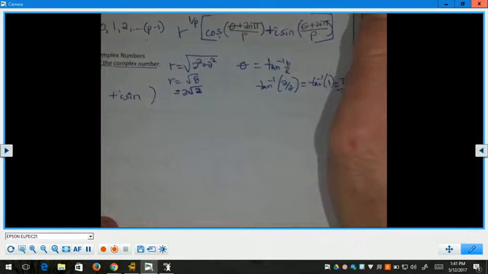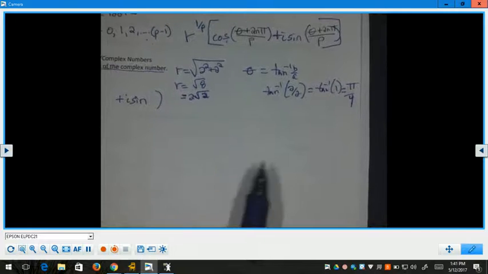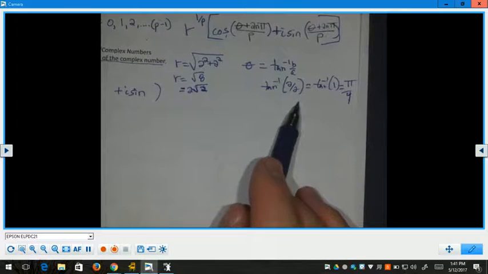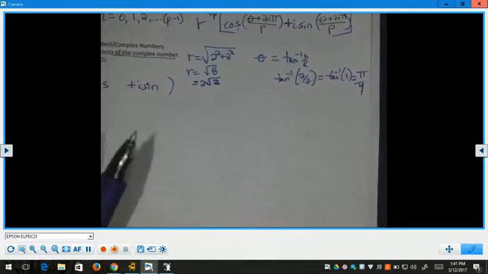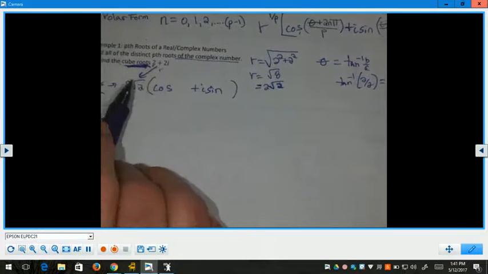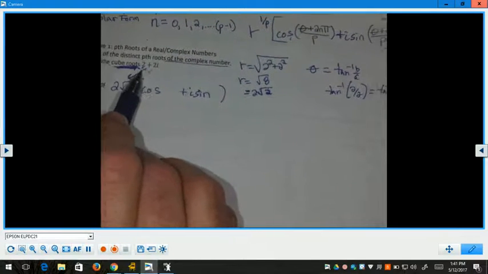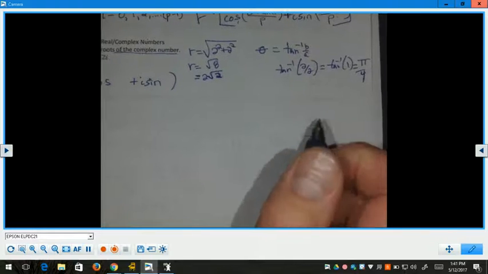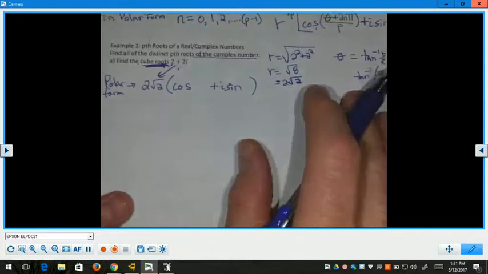Pi over 4. Yep. So 5 pi over 4 would be it if both of these were negative. But since they both started out as positive, it's pi over 4. So we are in quadrant 1 if we were to graph this in the complex coordinate plane, so we're going to go with pi over 4. So our angle is pi over 4.